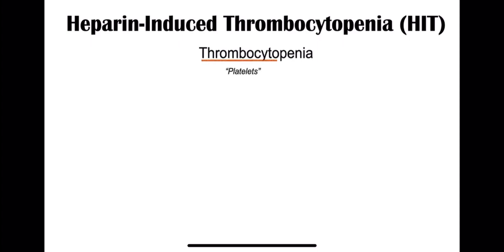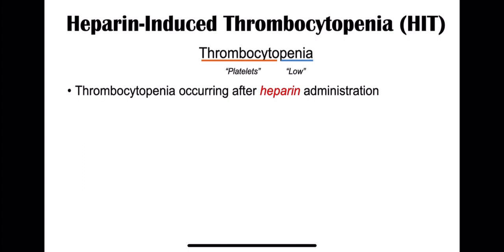So heparin-induced thrombocytopenia, we're going to look at the word thrombocytopenia first. If we break down that word, the prefix thrombocyto means platelets. Penia simply means low, or a low level of platelets. So thrombocytopenia really means low platelet levels. So heparin-induced thrombocytopenia is a thrombocytopenia occurring after heparin administration.